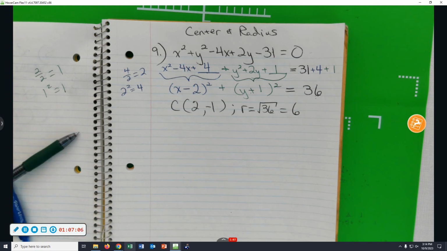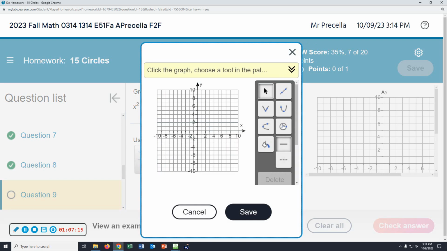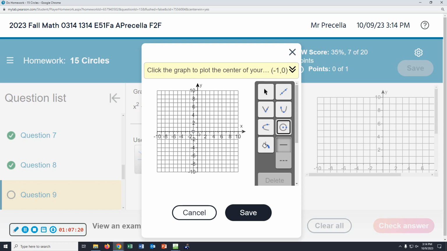So we come over here. Click our circle tool. The center is at 2, negative 1. Is that 2, negative 1? Yes. And let's move down 6 units. So 1, 2, 3, 4, 5, 6. We've got negative 1. We move down 6. So we're at negative 7. Is that where we want to be?